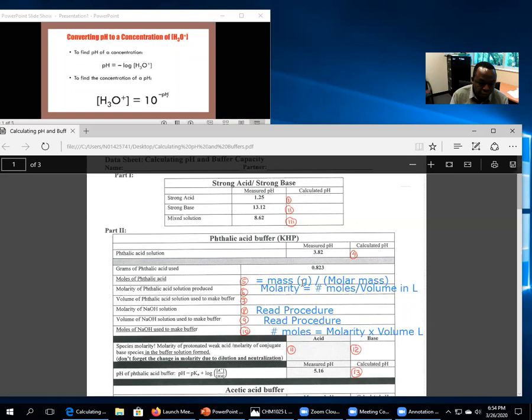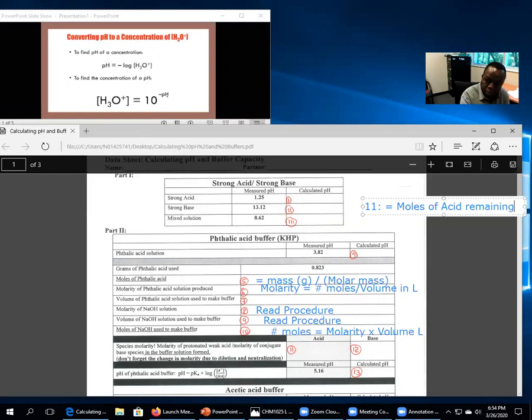So for line 11, let me just see if I can write here. Line 11 will be the number of moles of what? Moles of acid remaining.